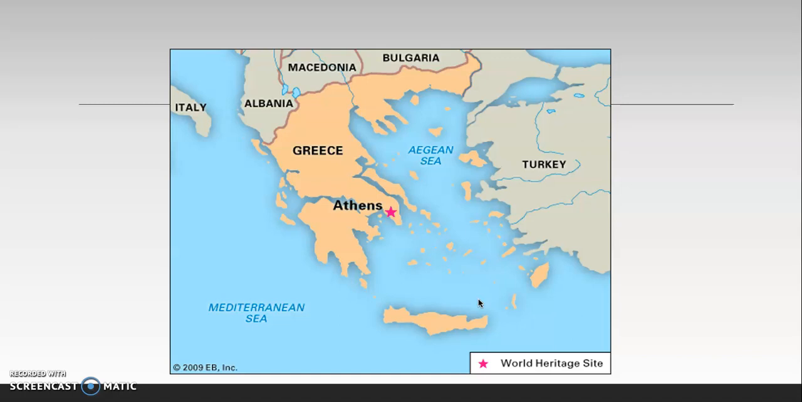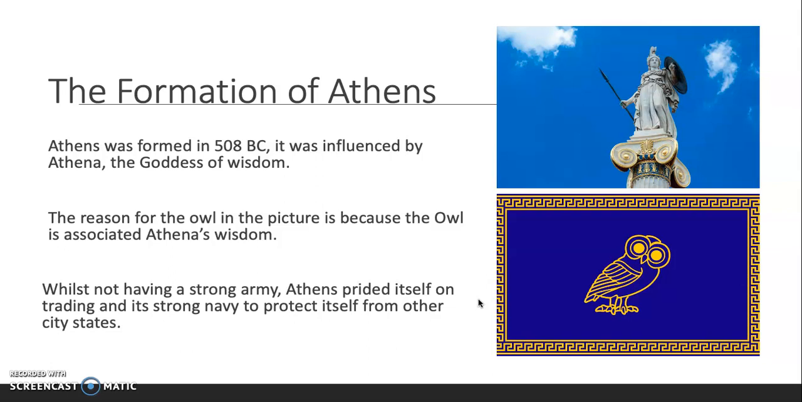So again, just to put it on the map for you, this is where you will be able to find Athens in Greece, even today. So the formation of Athens. Athens was formed in around 508 BC, which was influenced by Athena, the goddess of wisdom.